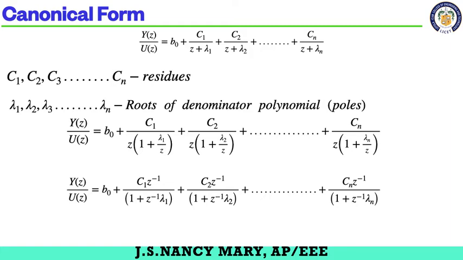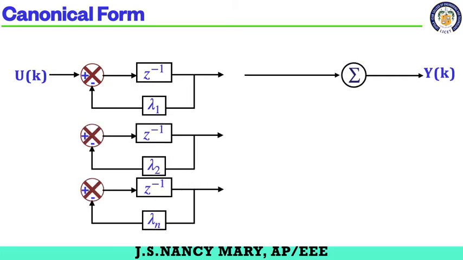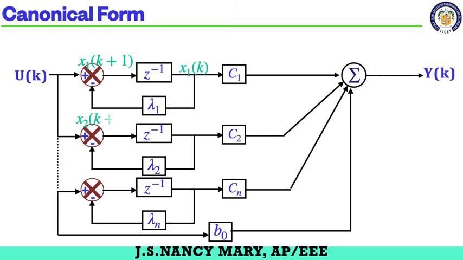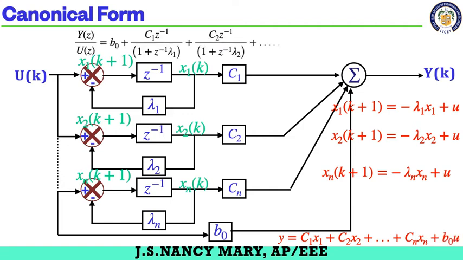So you know that we have seen this in the continuous time system. So U of k is given through 1 by z minus lambda 1, 1 by z minus lambda 2, etc. up to 1 by z minus lambda n. So I can multiply with the constants C1, C2, Cn and summate it. So this is my final block diagram. And if I'm writing the equations, I can write minus lambda 1 x1 plus u, minus lambda 2 x2 plus u, and so on. So y is equal to c1 x1 plus c2 x2, etc. up to cn xn plus b0 u. So this is my final canonical block diagram and the equations.